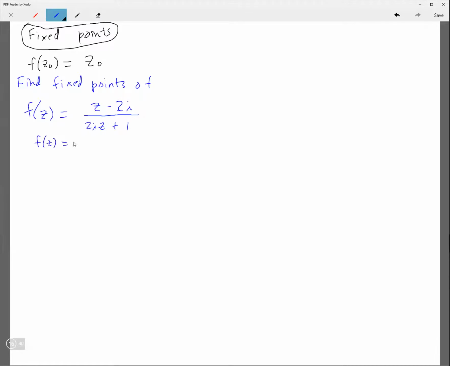You look at this. You solve this. So instead of z naught, you put z's in. So z minus 2i over 2iz plus 1 equals z. So you want to solve this equation right here. The first thing is, let's take this over to the other side, and we'll go ahead and distribute the z in. So that's 2iz squared plus z. And then this z and this z, they just cancel each other out. So that's good. Yay, I'm happy about that. And then, well, two i's can cancel. You have, really? Wait a minute.